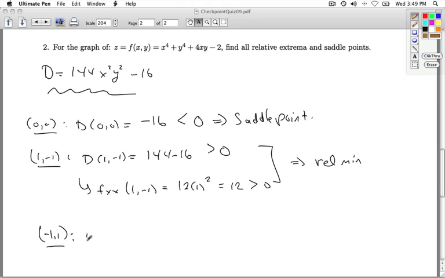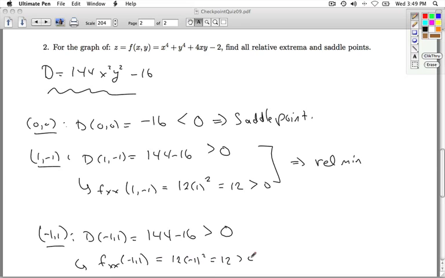Let's look at negative 1, 1. Well, D of negative 1, 1 is going to give me the same, 144 minus 16. What's important about that? It's bigger than 0. So I go look at fxx. That's also bigger than 0, which means we have another relative min. So we have a saddle point at 0, 0, and relative minimums at 1, negative 1, and negative 1, 1. And so that'll do it then for checkpoint quiz 9.